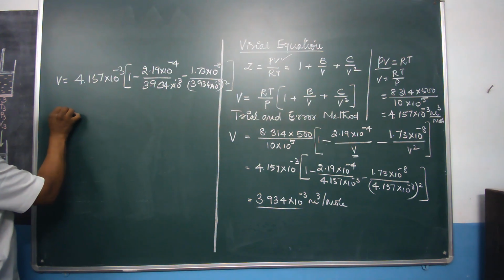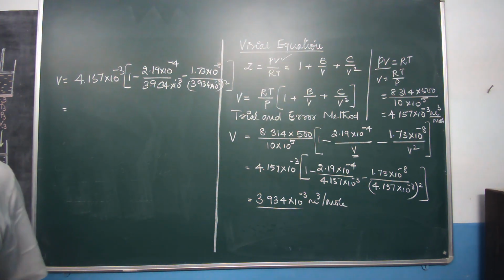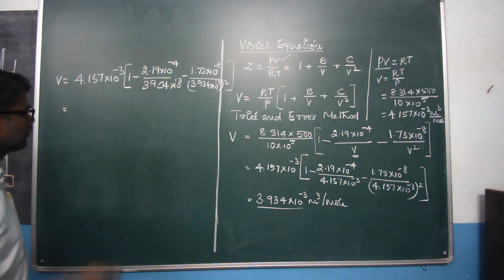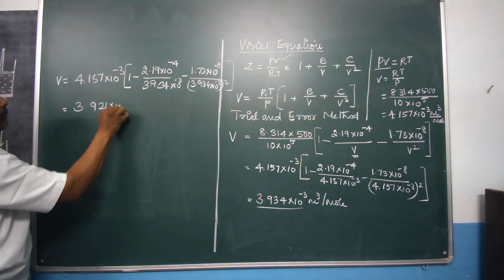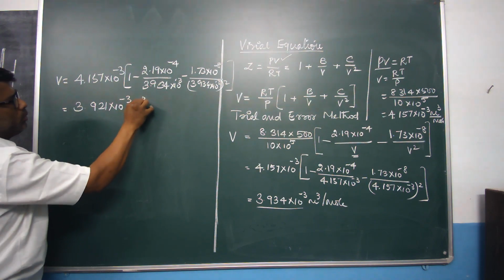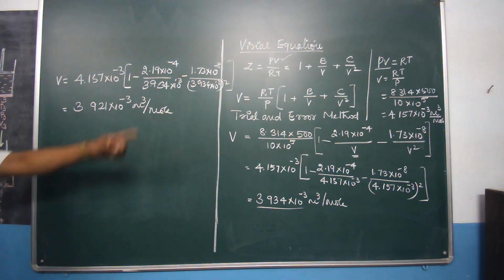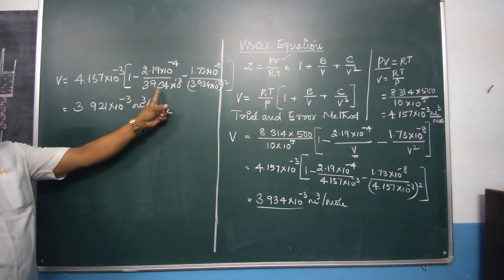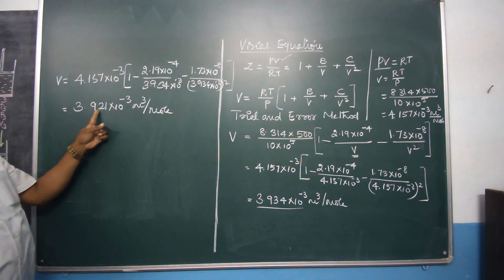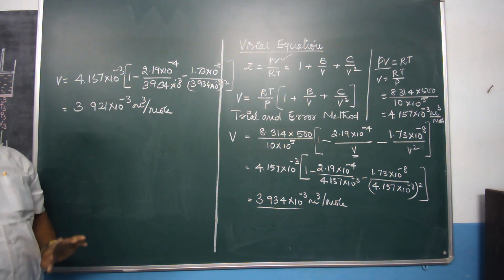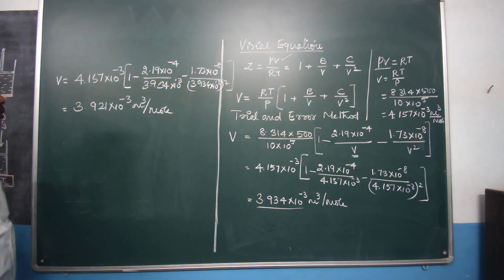Now what is the answer? The second trial becomes 3.921 into 10 to the power of minus 3 meter cube per mole. Again, in the second trial, your assumed value is 3.934 into 10 to the power of minus 3 and your predicted value is 3.921 into 10 to the power of minus 3. Both are not the same. Hence, I am going to go for one more trial.